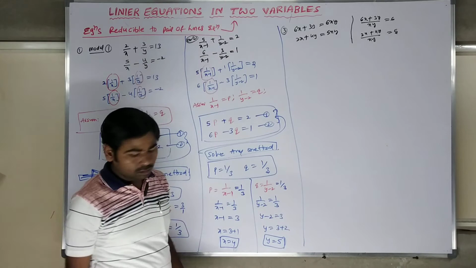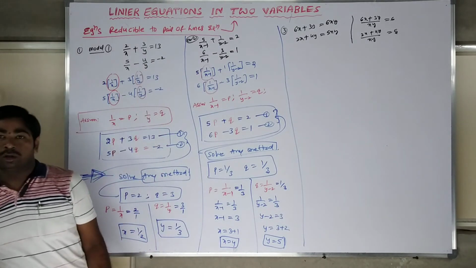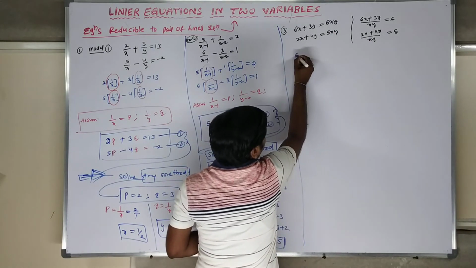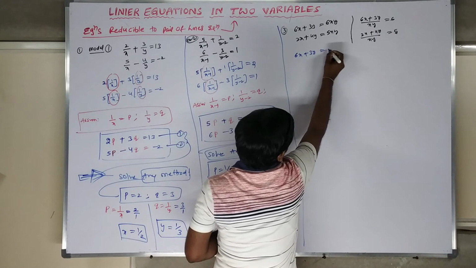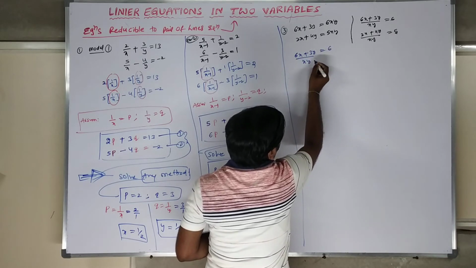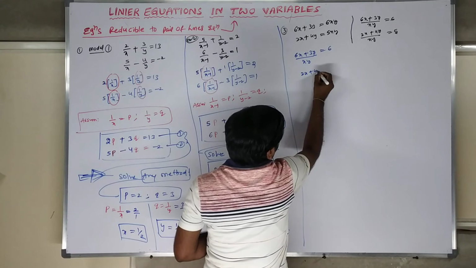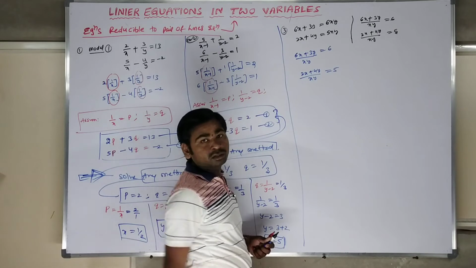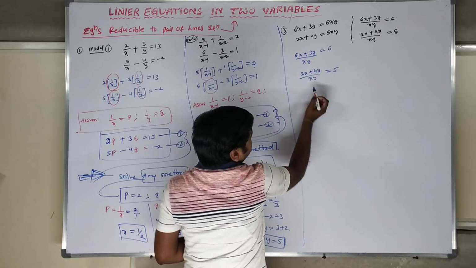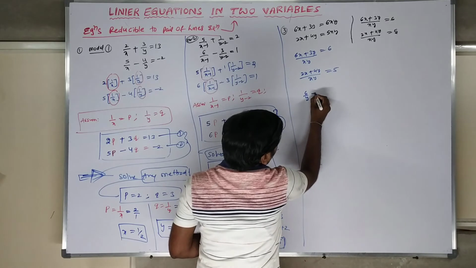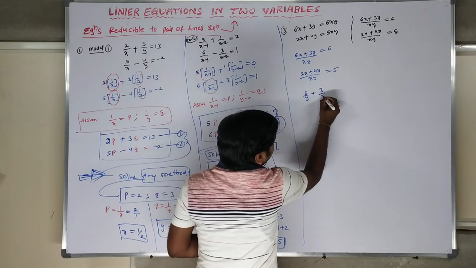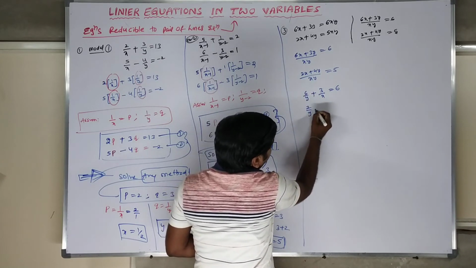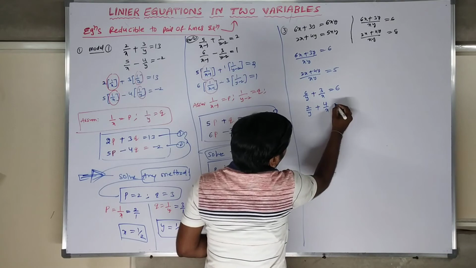Please look here. It's a very simple format. Here or here, you have converted it like this only. So 6x plus 3y equal to 6xy, and the second equation 2x plus 4y equal to 5xy. Divide by xy: 6x by xy, x cancels, you get 6 by y, plus 3y by xy, y cancels, 3 by x, equal to 6. Now 2x by xy, x cancels, 2 by y, plus 4 by x, equal to 5.